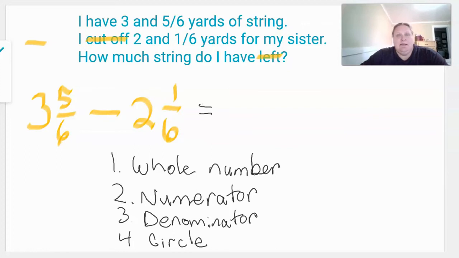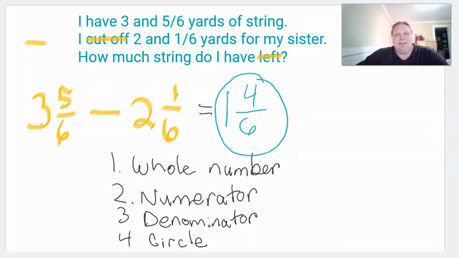As we subtract, it's the same process as when we were adding. So the first process was whole number. So 3 minus 2 is 1. Second was numerator. 5 minus 1 is 4. Denominator, 6. Circle.